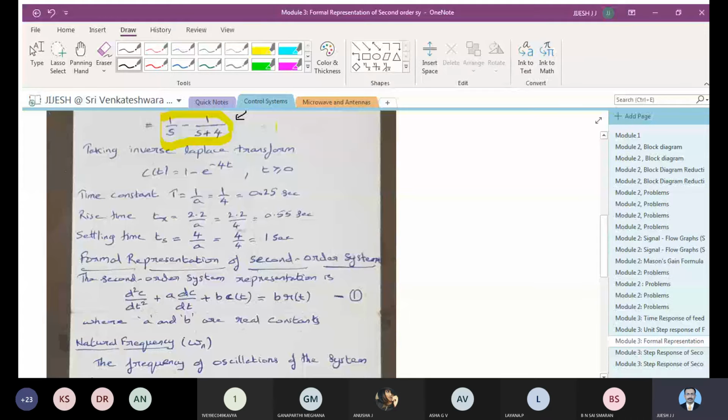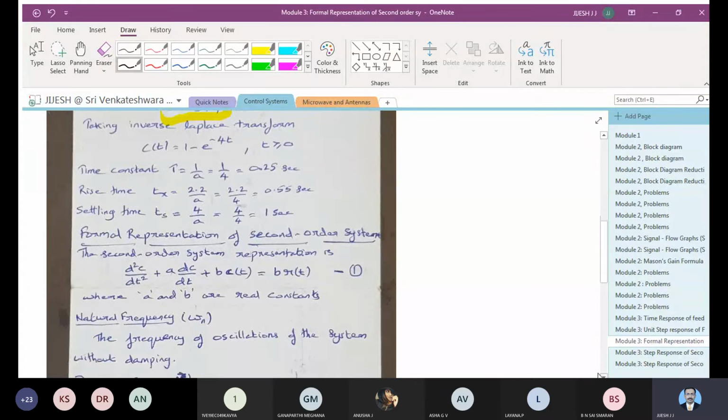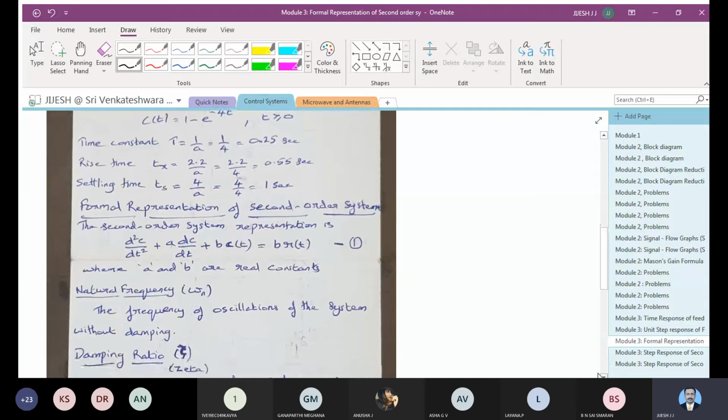Here we are going to see more about the theory concepts, and then we will move on to a little bit of derivation for second order system and proceed further. So some of the things we will discuss here. All of you can just note down the formal representation of second order system.